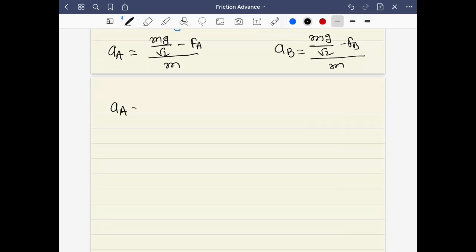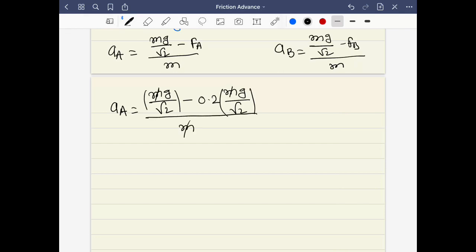So acceleration of A is mg divided by root 2, right, minus mu s, which is 0.2, times mg divided by root 2, and this is in bracket, divided by the mass. So this mass cancels, and the acceleration of A, if you calculate, you will have g divided by root 2 times 1 minus 0.2, which is 0.8, and it will be 8 divided by root 2.